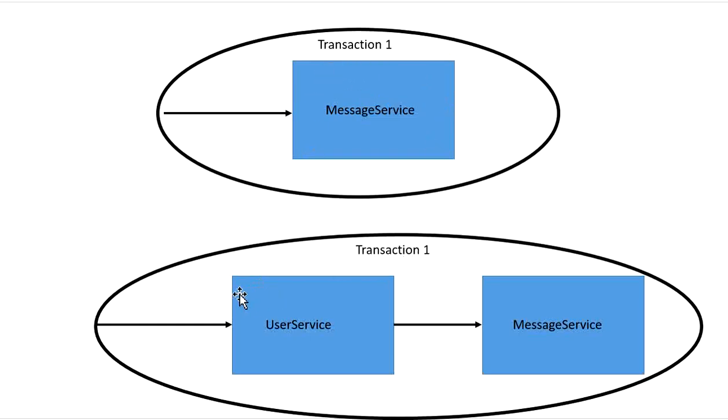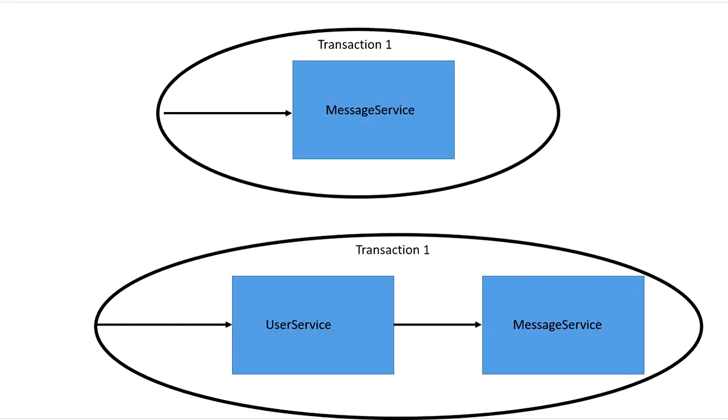But in the second example, if first we hit the user service and then we pass this request to message service, and if the user service is also using propagation level REQUIRED, then in message service no new transaction will be created, it will use the already created transaction. But if user service has no transaction, and we are passing the request to message service, and in message service we are using propagation level REQUIRED, then a new transaction will be created in message service.